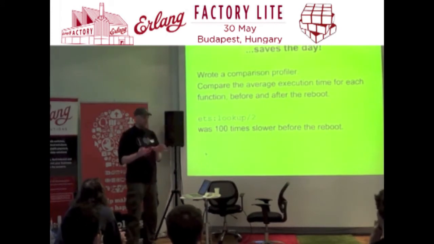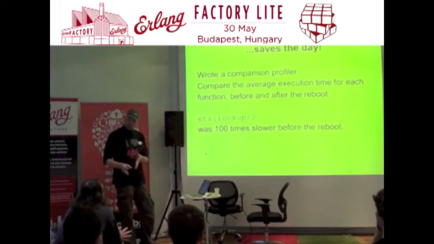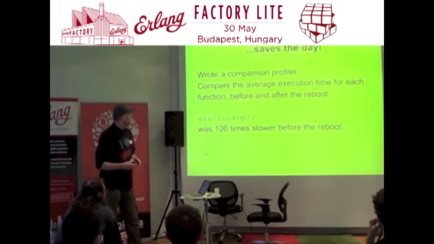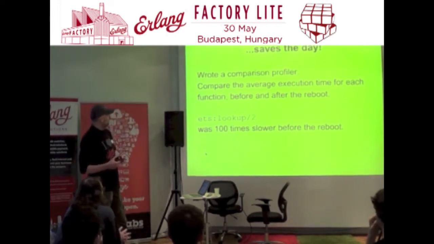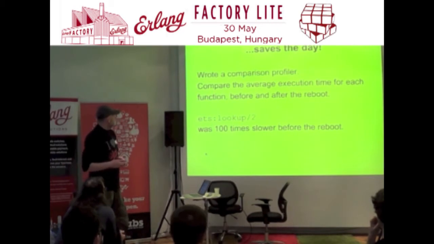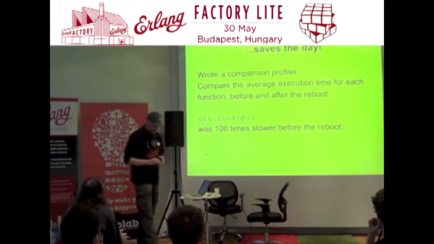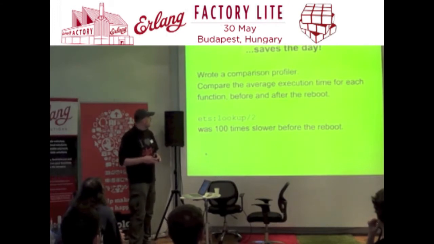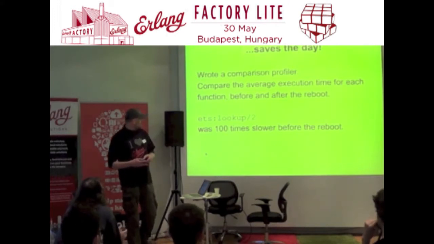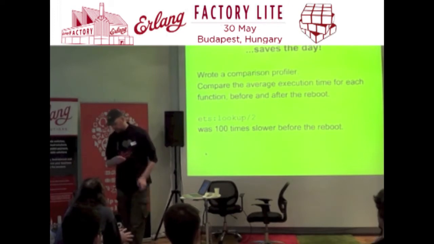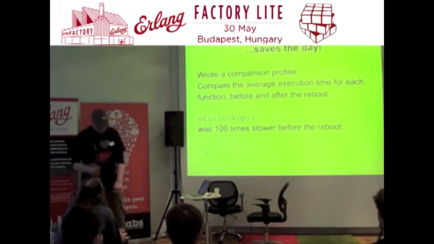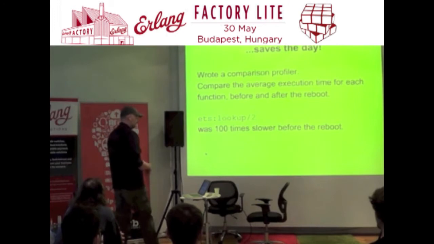So then I had these two files, one when the system was happy and one when the system was unhappy. Then I could write a small profiler and compare the execution time for each function in the system before and after. It turned out that it was a function called xlookup. It became like 100 times slower after 90 days.